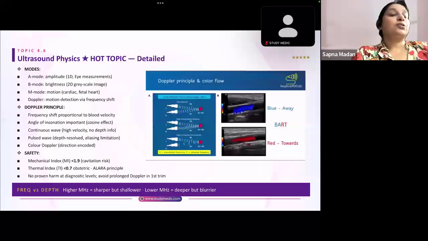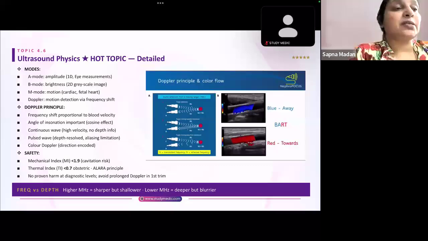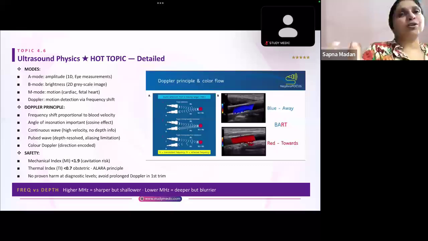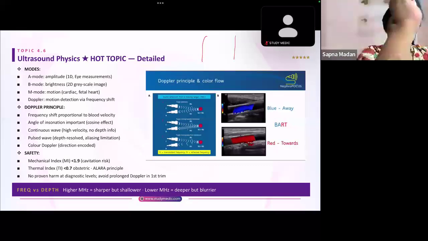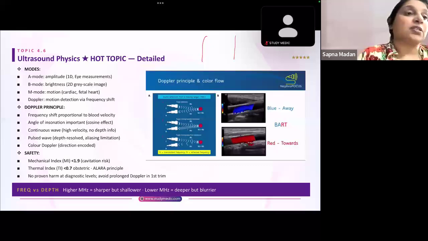Okay. So about the modes, in the past we were using something called the A mode, which is the amplitude mode. That never used to give any images. It used to just give us 1D measurements, so just lines. The organ is this deep and you are supposed to understand what it means. Now this is only used for eye measurements. So it's more or less obsolete in other areas, but it is still used in eye measurements.